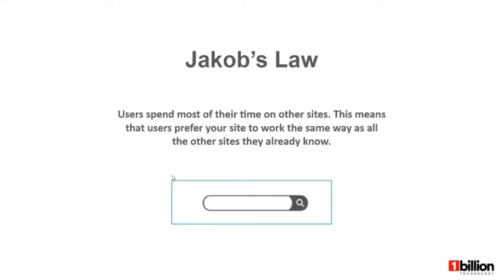First one is Jacob's law. Users spend most of their time on other sites. This means that users prefer your site to work the same way as all the other sites they already know.